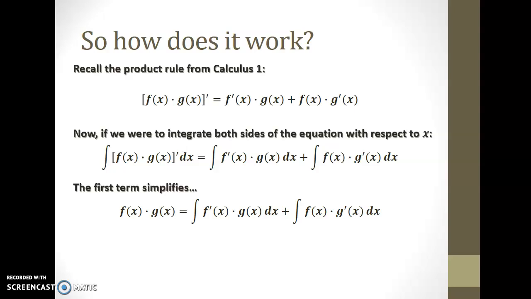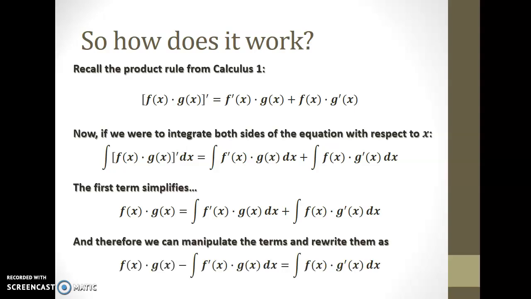Basically, integration by parts is obtained by moving one of those two terms on the right and joining it to the left-hand side. The choice I'm making is to move f prime g to the left and have it subtracted from f times g. And here it is. This is actually the integration by parts formula, which I'll show you in a different format.